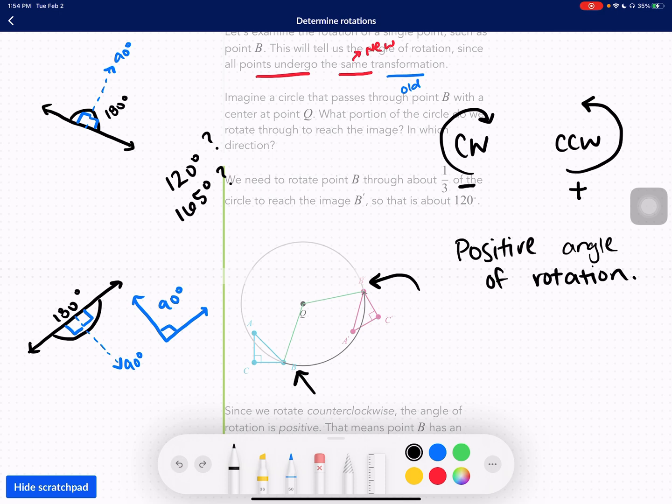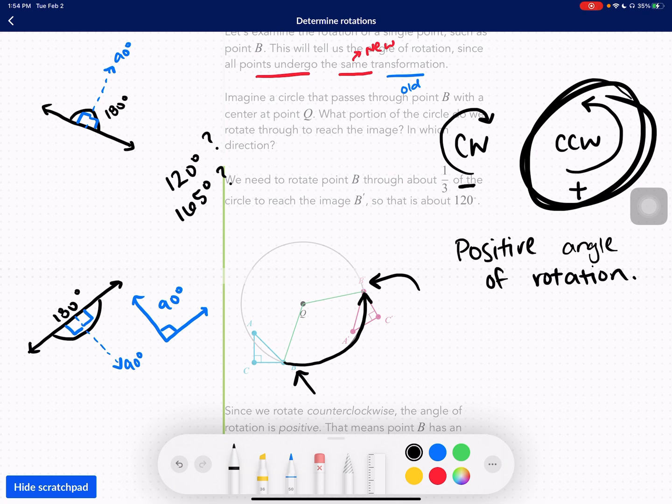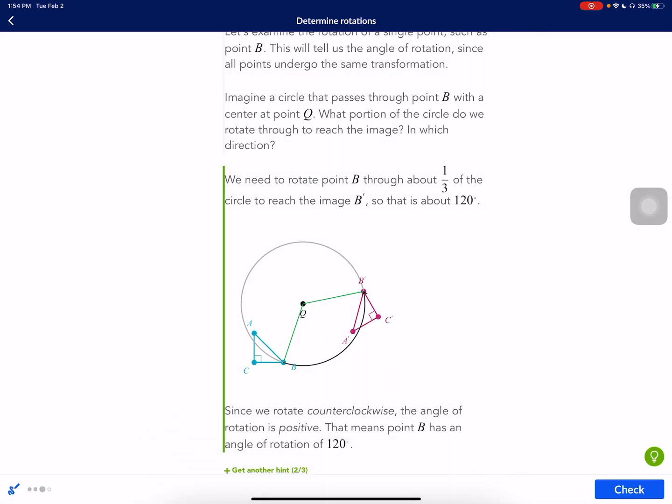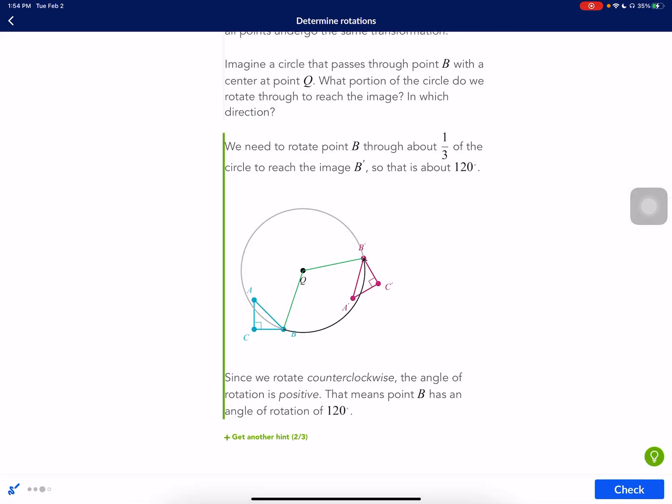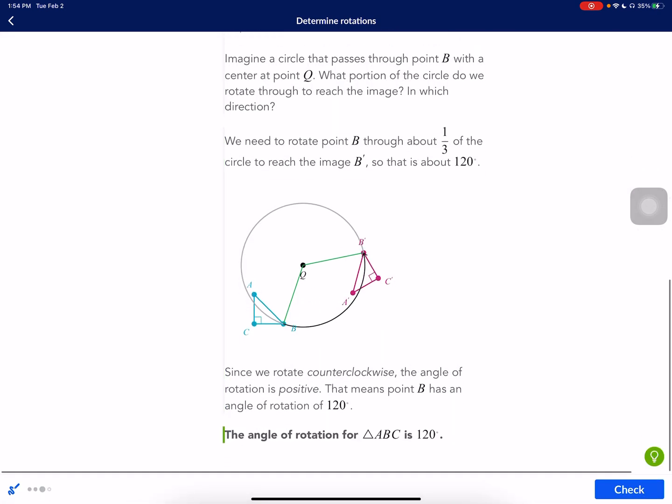So here, again, yeah, sure, you could say, oh, but I could rotate clockwise. Yeah, you totally can, but it's going to be a huge rotation. So here, they want us to do this rotation going counterclockwise, which is the positive. So here it says, since we rotate counterclockwise, the angle of rotation is positive. That means point B has an angle of rotation of 120 degrees.